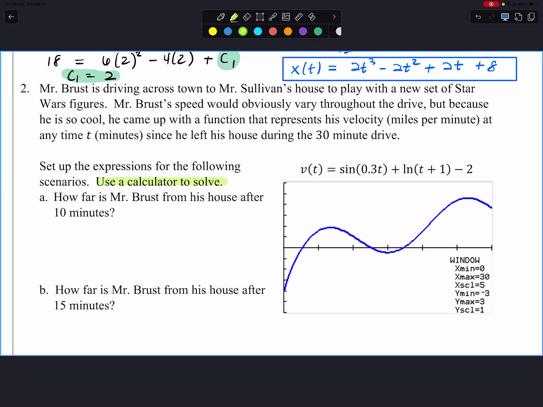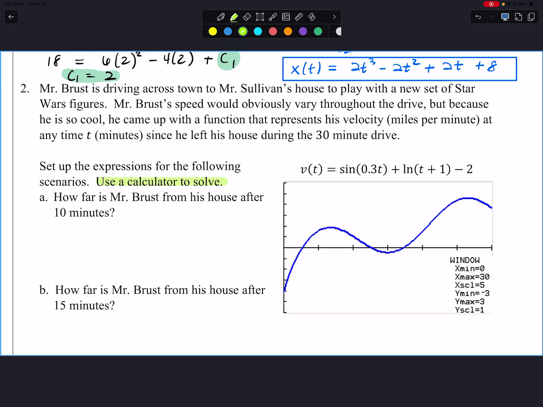So this is the function that they give us. What does V stand for? Velocity. Okay? So velocity in this problem is in miles per minute. So if it asks us to find how far, that's asking us to find how many miles. So in order to figure that out, what do you guys think I'm going to do with this function? Take the integral. Because if I take the integral, that's going to give me miles. Because miles per minute is a rate. I just want the miles.